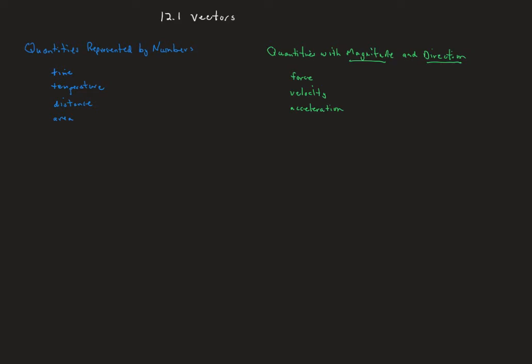In this video, we're going to talk about Unit 12.1, which is on vectors. So the idea is some quantities that we talk about and represent in math can easily be represented by just ordinary numbers. These include things like time, temperature, distance, area, and so on. Other quantities need more than just a number representation.